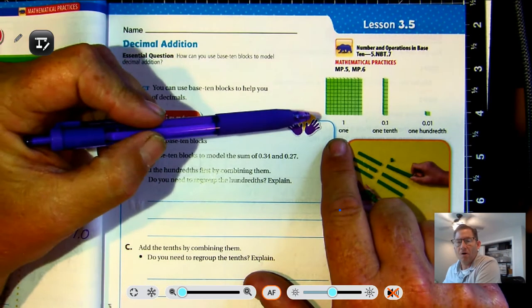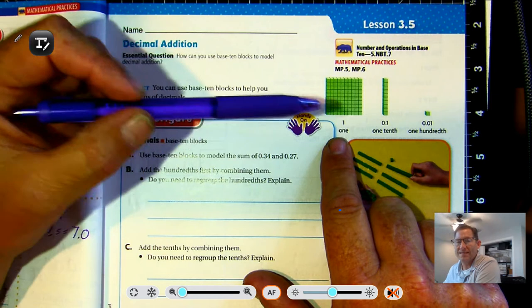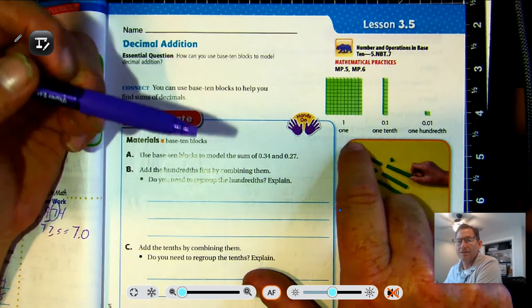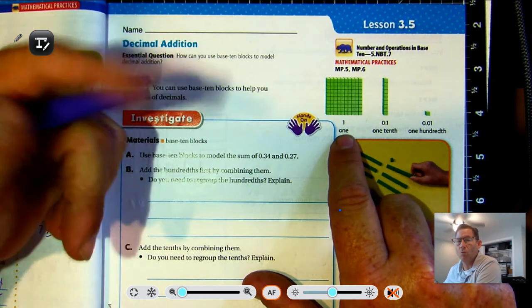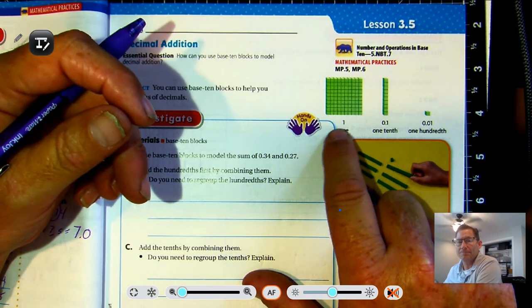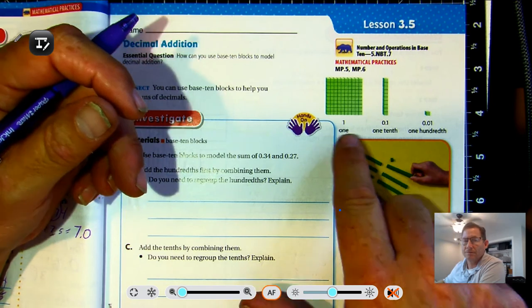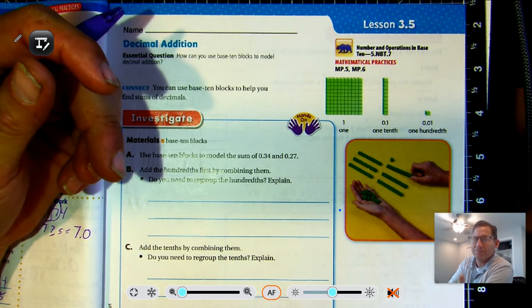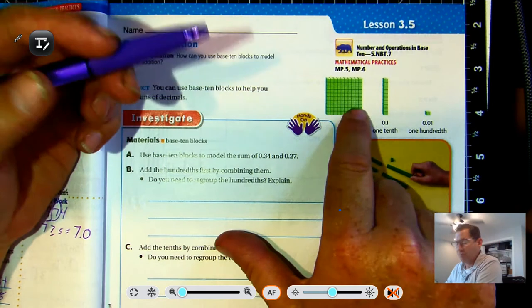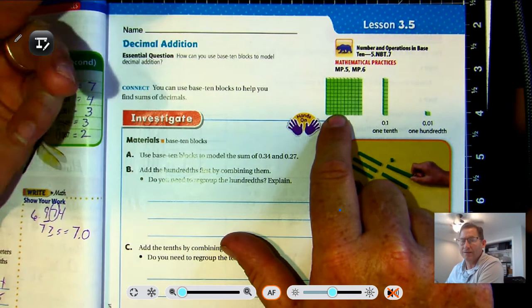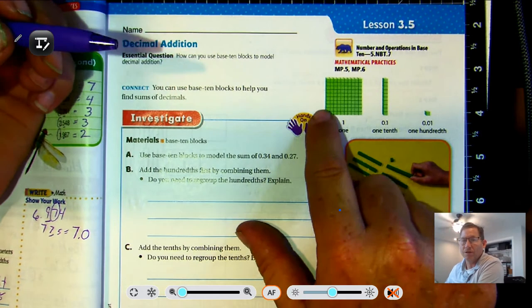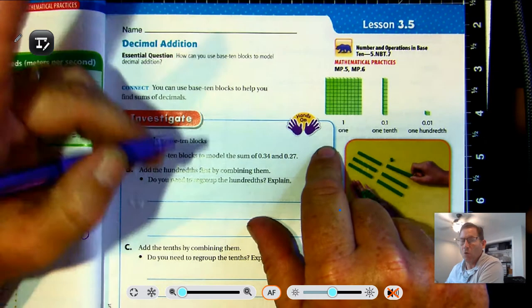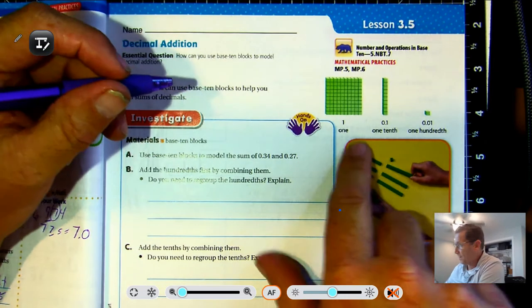In our use of base 10 blocks, a box of 100, we're going to call that a 1. In previous grades, we used this to represent 100, a place value of 100. For using decimal models, we're going to use this to represent just one whole. Okay, so just one whole.